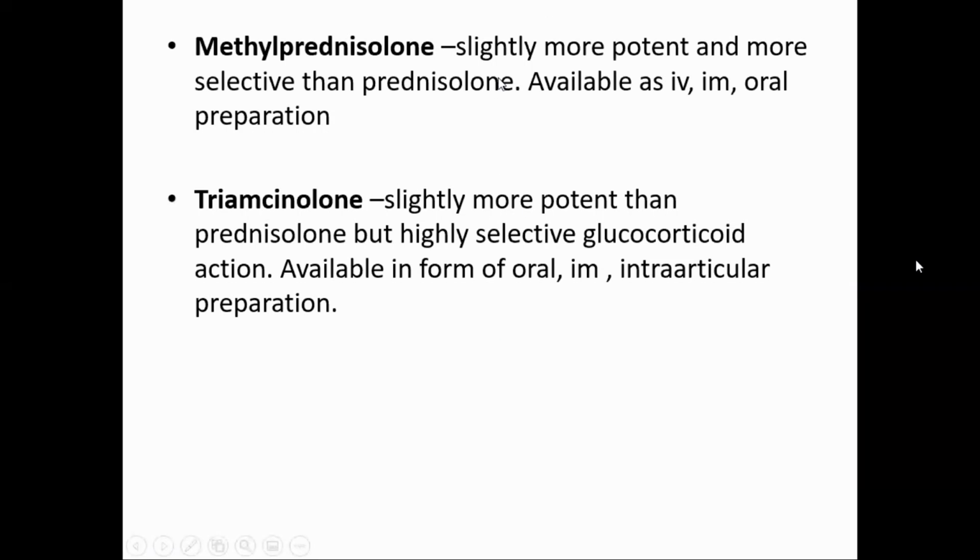Similarly, methylprednisolone. So it is more potent than prednisolone, and it is more selective than prednisolone. So it has more selective glucocorticoid activity. It has less mineralocorticoid activity when compared to prednisolone, and it is available in IV form, IM form, oral preparation.